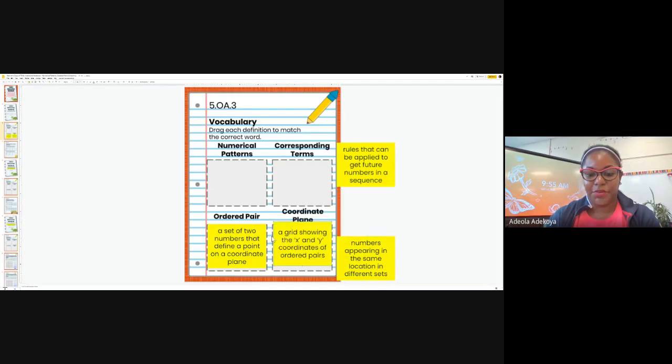Please make sure that you are writing down this vocabulary. And there you go. Now give us one moment to write our vocabulary.